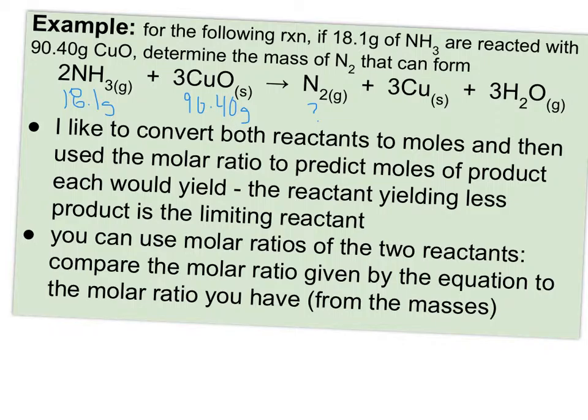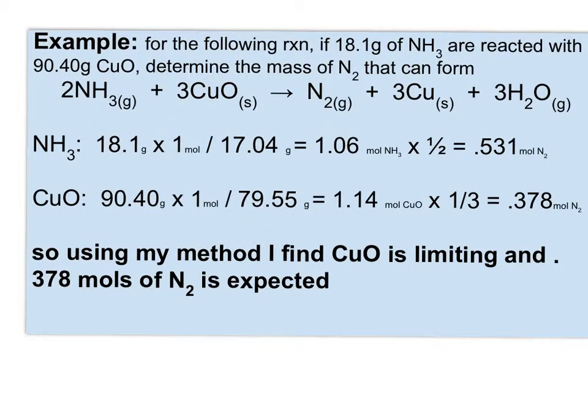I like to convert both reactants to moles and then use the molar ratio and predict how much product each one would yield. And then the one that yields less product is obviously my limiting reactant. That's really clear for me to understand. You can also use the molar ratios of the two reactants. You can compare the molar ratio given by the equation, in this case 2 to 3, NH3 to CuO, and then you can compare the molar ratio given by the quantity you have, the 18.1 to the 90.4, but you can't compare the mass ratio of those two. You have to change those two amounts to moles, and then you can compare that molar ratio. So I'm going to work through both methods of doing this to decide which one works best for you.